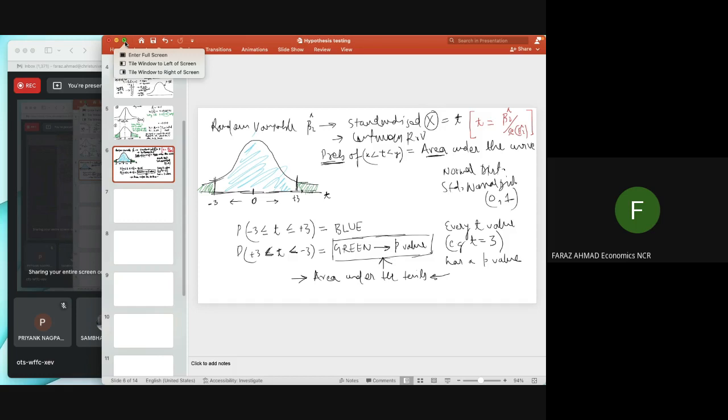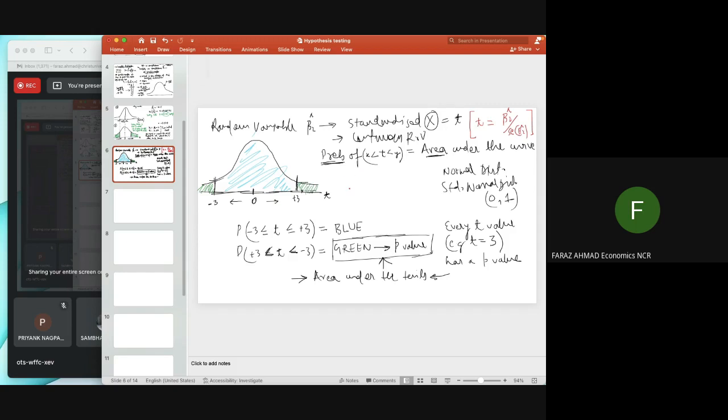So I'm referring to beta 1 hat and beta 2 hat and their T values. And then now you got what is a T value, how we calculate it. I'll talk about standardization a little bit. And you got what is a p value. P value is the area under the tails. And why did I refer to two tails? Because in regression we do a two tail test. That's why I refer to two tails.